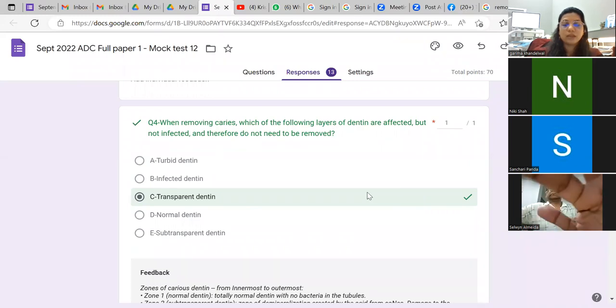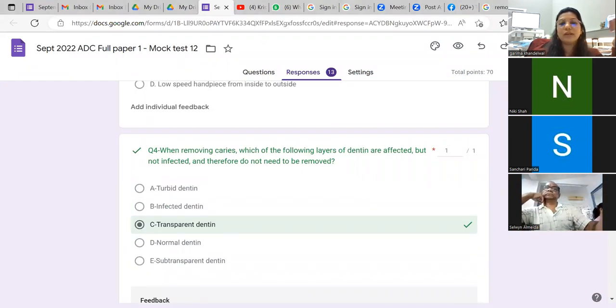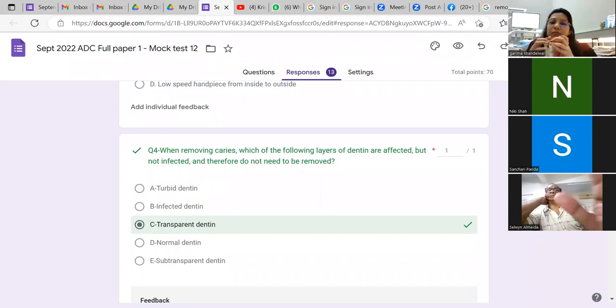Okay. So when removing caries, which of the following layers of dentin are affected but not infected and therefore do not need to be removed? Guys, what is the difference between affected and infected dentin? Infected dentin is soft and leathery. It has bacteria inside it.